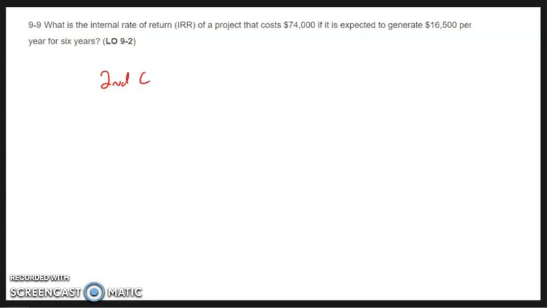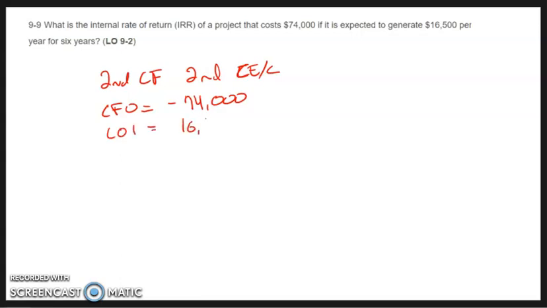So second cash flow, second, clear, C/C, bottom right hand corner. So CF0 is going to be the 74,000 entered as a negative. And C01 is $16,500, and then F01 is 6. So then you just hit IRR and compute, and you get 9.01. So 9.01%.